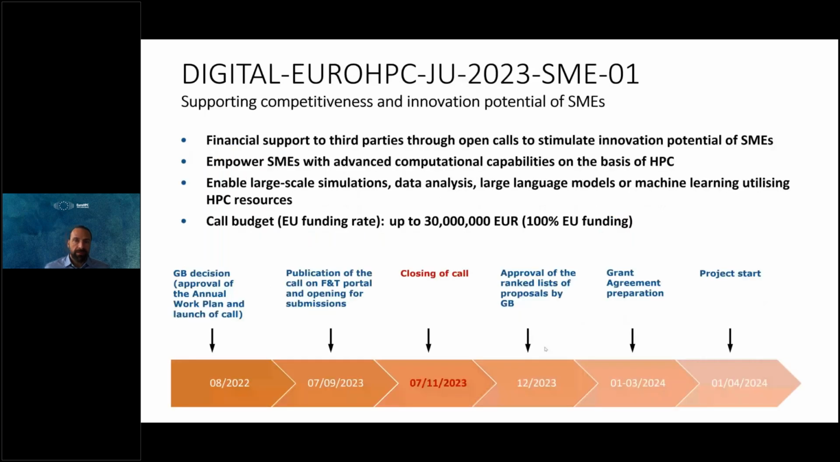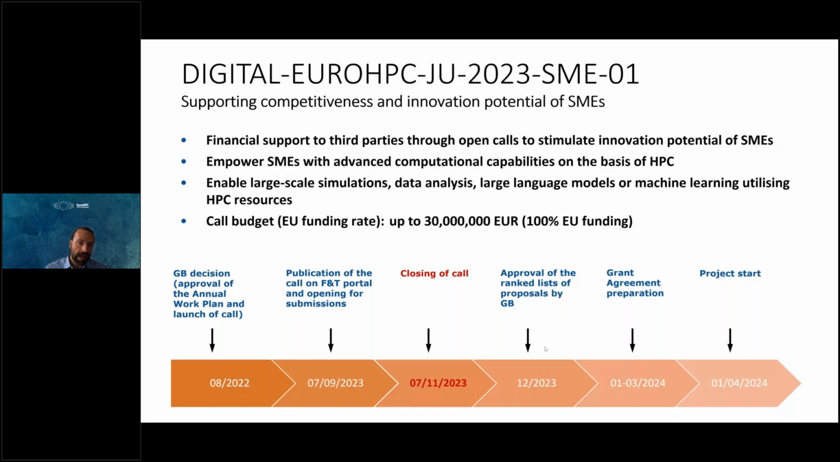Now, having talked about the FF for EuroHPC project and supporting the innovation potential and competitiveness of small and medium-sized enterprises, we plan a continuation of this activity or a continuation of this concept with some modifications now under the umbrella of the Digital Europe program. And we have launched in this regard a call during the summer on financial support to third parties. Third parties in these cases are small and medium-sized enterprises through open calls to stimulate their innovation potential. On the one hand, this will continue to empower SMEs to use and benefit from advanced computational capabilities to develop their business models.